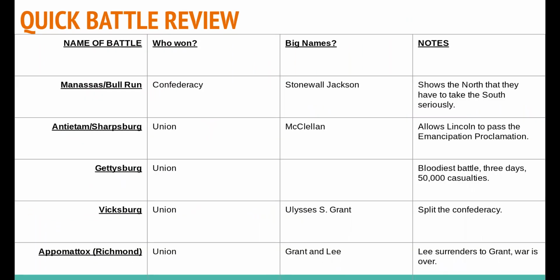So very quickly, we can review all the big major battles that you need to know potentially for the STAR test from this chapter. So Manassas and Bull Run, you need to know the Confederacy won. The big name for that battle, Stonewall Jackson. And it showed that the North had to take the South seriously. Next battle, you got Antietam/Sharpsburg. The Union wins. You need to know General George B. McClellan. This win gives Lincoln the edge he needs, the confidence to pass the Emancipation Proclamation.